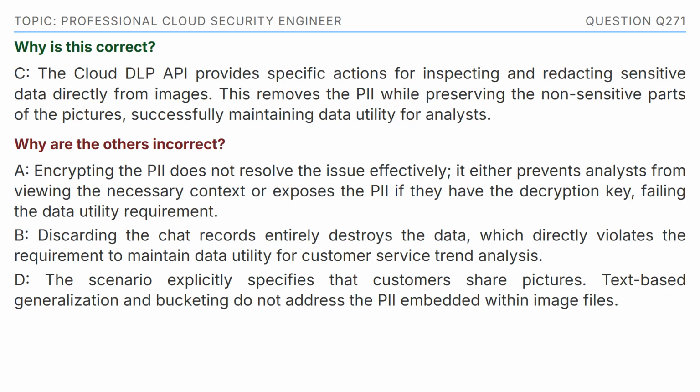Why are the others incorrect? A. Encrypting the PII does not resolve the issue effectively. It either prevents analysts from viewing the necessary context or exposes the PII if they have the decryption key, failing the data utility requirement. B. Discarding the chat records entirely destroys the data, which directly violates the requirement to maintain data utility for customer service trend analysis. D. The scenario explicitly specifies that customers share pictures. Text-based generalization and bucketing do not address the PII embedded within image files.